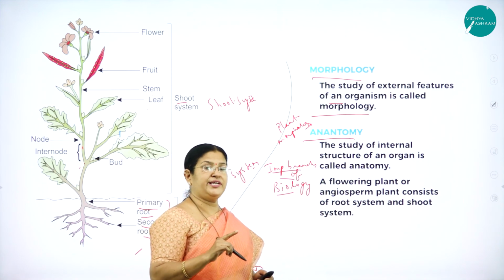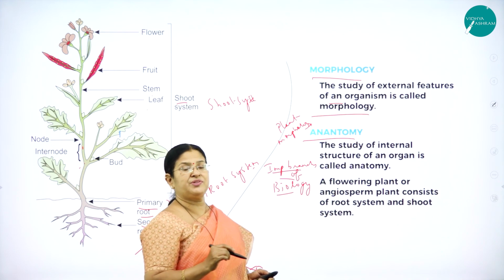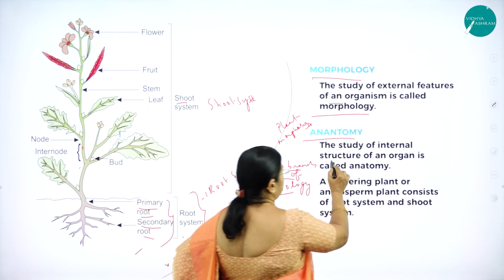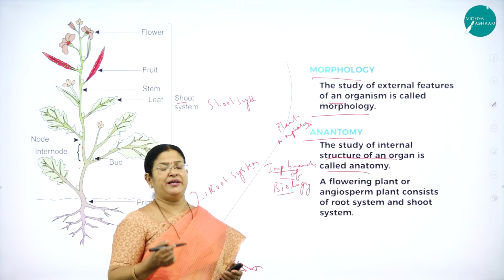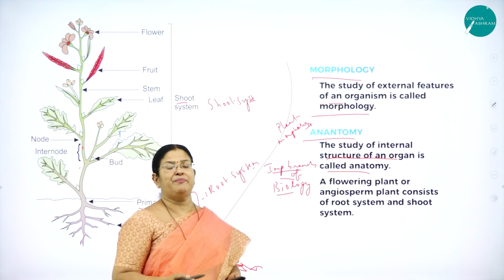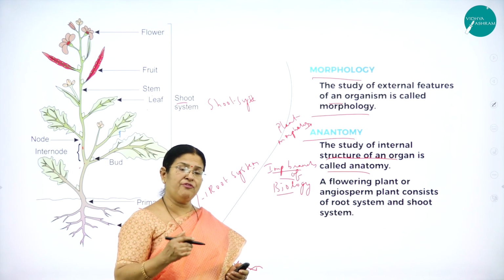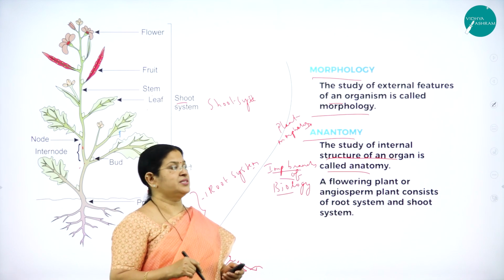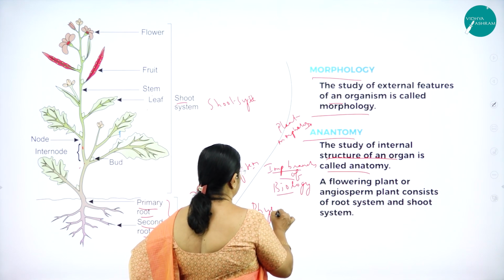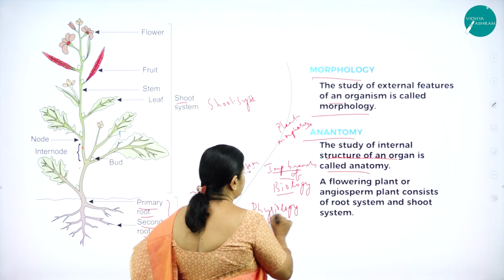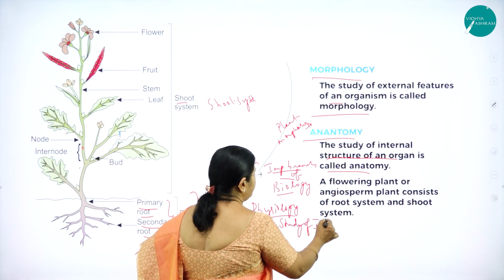So morphology deals with the study of external features of a plant body. Anatomy deals with the study of internal structure of an organ. See, what are the plant organs? It might be a root, a stem, or a leaf, right? All these are called plant parts. So the study of the internal structure of the plant parts is called anatomy, whereas physiology deals with the study of internal functions.